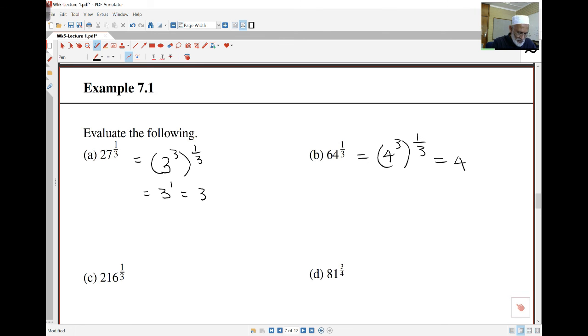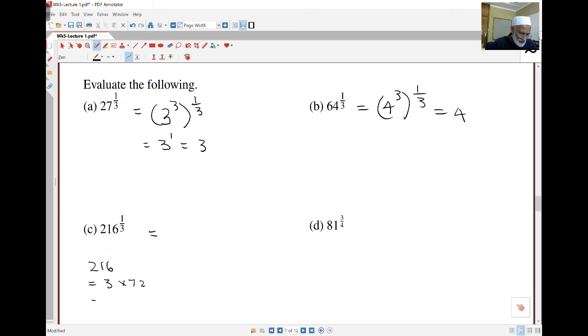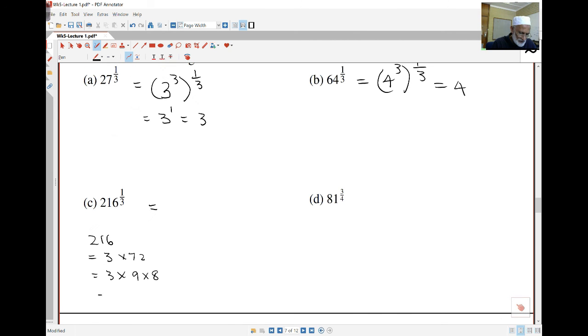And 216 to the third. Now that's a bit tricky. If you don't know the cube root of 216 straight away, that can be a bit tricky. What we do is actually expand this 216 out. So I can do a bit of a scribble here. 216. Well, I know that's going to be, if I divide this by 3, I get 3 times 72. And that becomes 3 times, and 72 is 9 times 8. And now I'm getting the idea here. This is 3 cubed times 2 cubed.